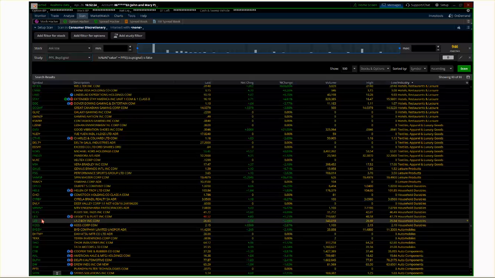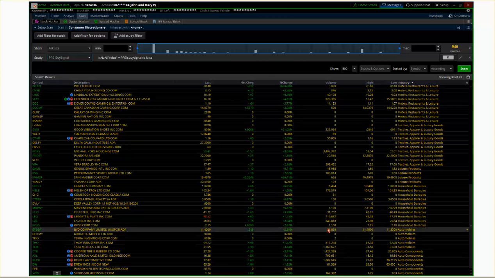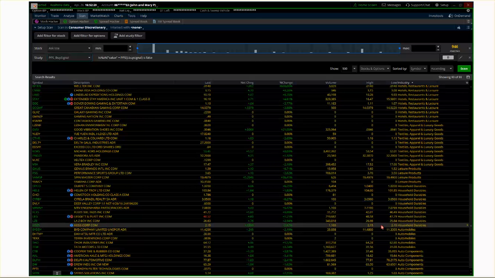Also, I noticed Leggett & Platt, a furniture company, and La-Z-Boy, another furniture company. So we are starting to see the spending, or at least the investment dollars, going back into retail. And that supports our thesis that if we are going to see the market lift off, we've got to see retail push its weight higher.